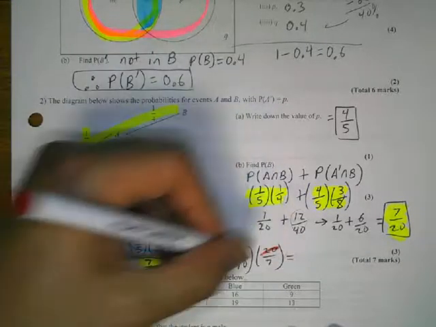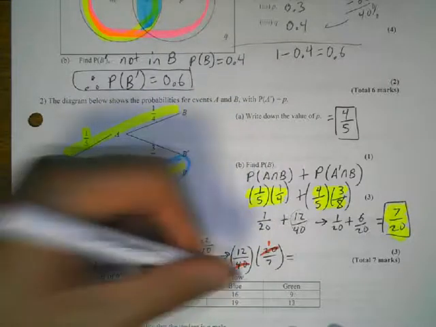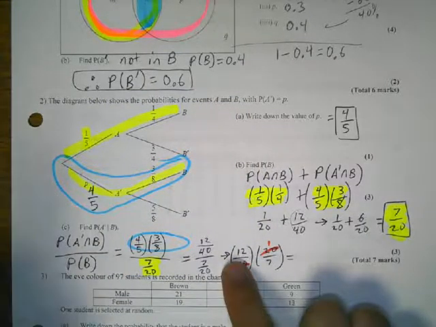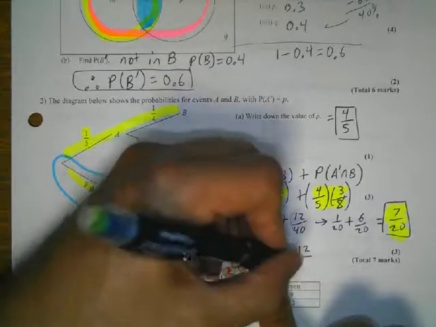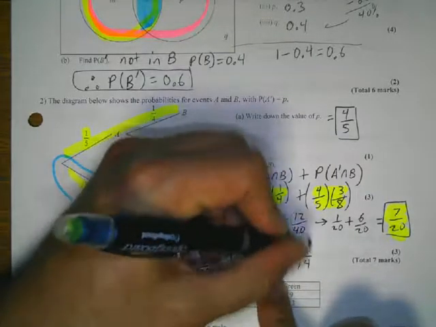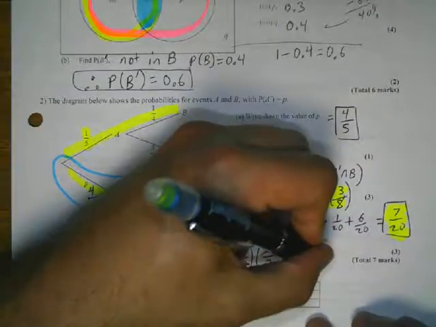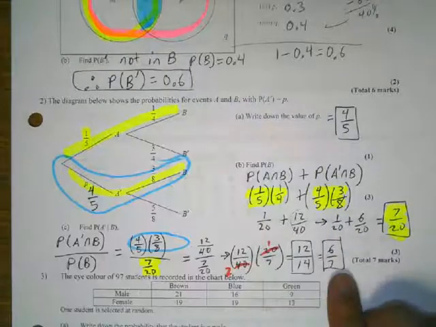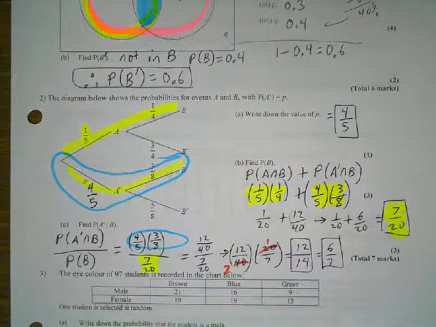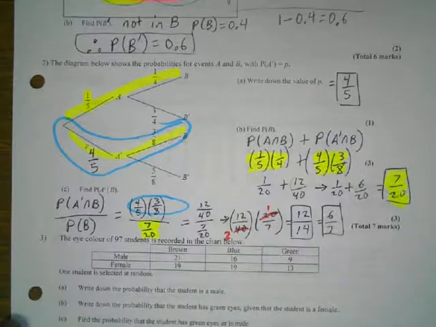20 goes into 40 twice, so now I've got 12 over 2 times 7, which is 14. That could be simplified even further, which is 6/7. I will accept answers that are not simplified. That is completely fine.